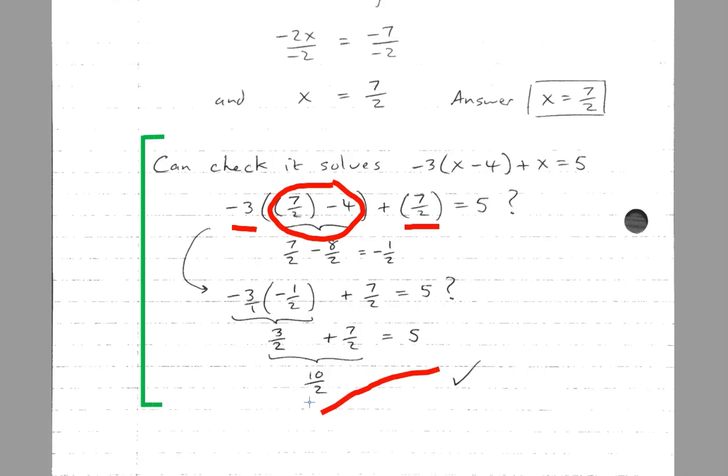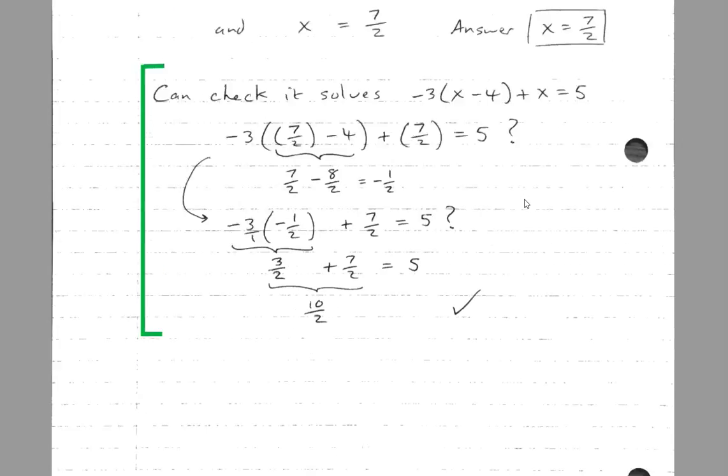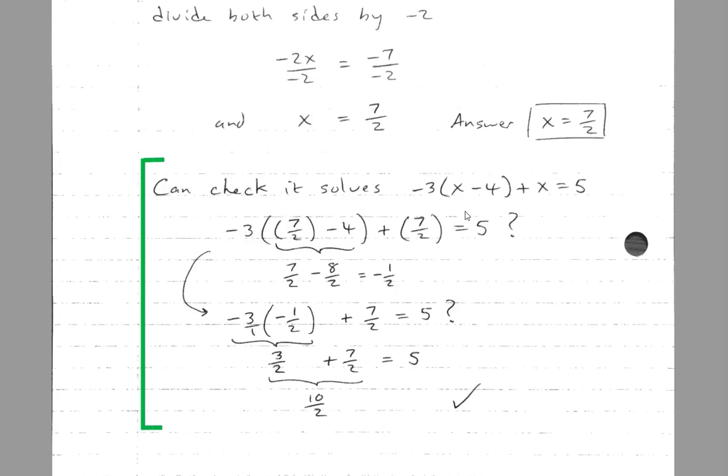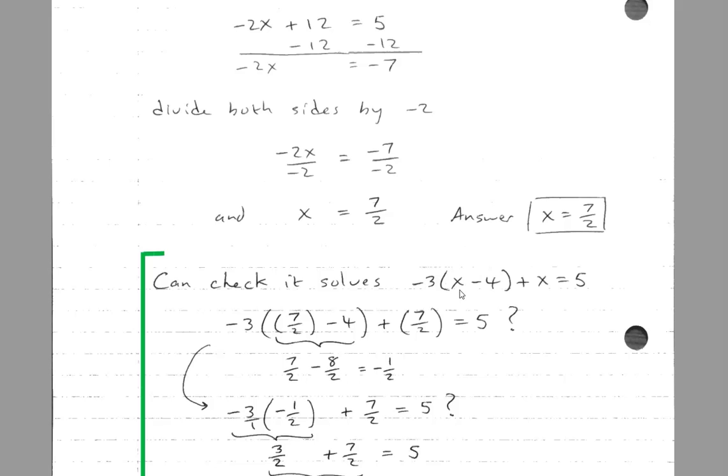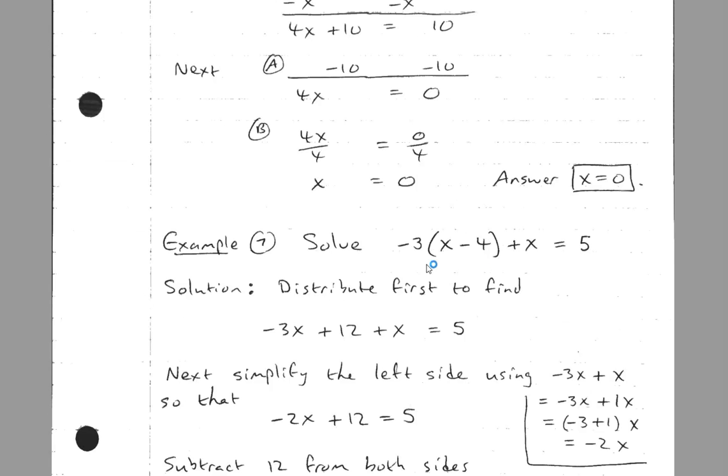So our solution is correct. All right, so this is the hardest kind of linear equation we look at. So just some distributing and then combining like terms.